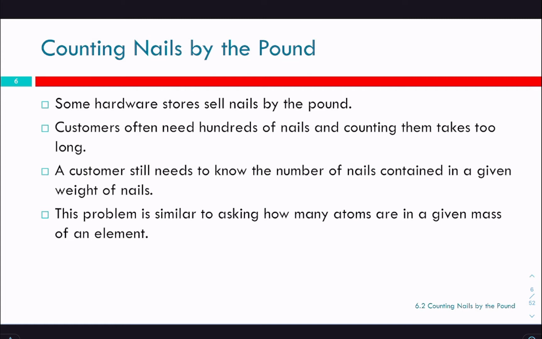So instead of counting them, we can say one nail weighs however much. So 5 pounds of nails should have this many nails in it.